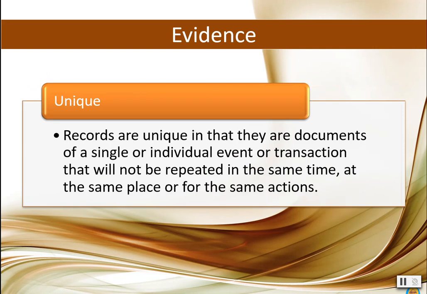And the last one, in order for records to become evidence, the record must have the last characteristic, which is unique. The records are unique in that they are documents of a single or individual event or transaction that will not be repeated at the same time, at the same place, or for the same action.